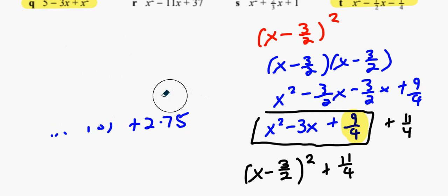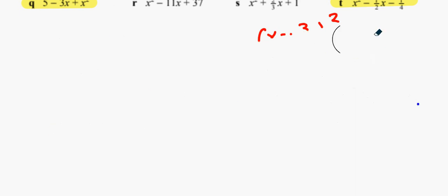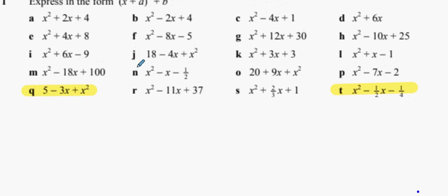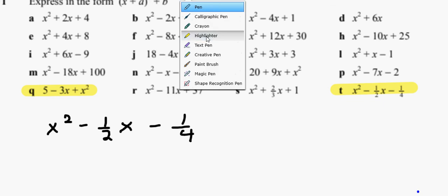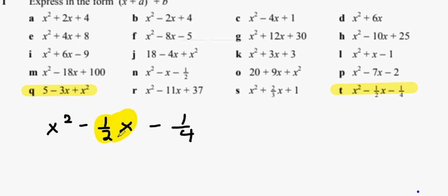I'm going to do t for you now. Now, how do you do t? x squared minus half x minus a quarter. Is that right? What do we always do? Half the second part. What's half of a half? A quarter. So it's going to be (x minus a quarter) squared. Are we cool with that?